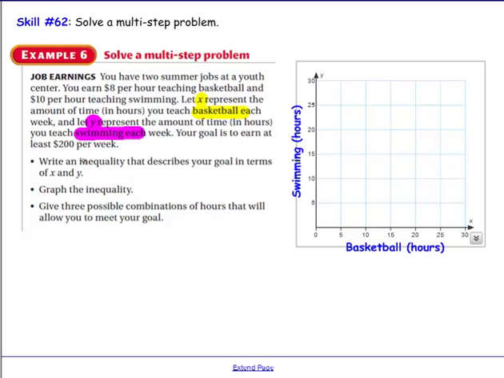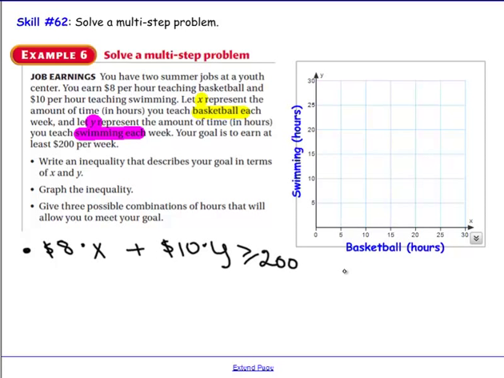Okay, the first thing we need to do is write an inequality. So I get $8 for the basketball, so to figure out how much money I'm earning from teaching basketball, I have to multiply 8 by the number of hours I worked teaching basketball. And then we get $10 per hour for swimming. And you want to earn at least $200 per week. So you want to earn $200 or more. So this is the answer to the first bullet point. Write an inequality that describes your goal. Then we have to graph the inequality.